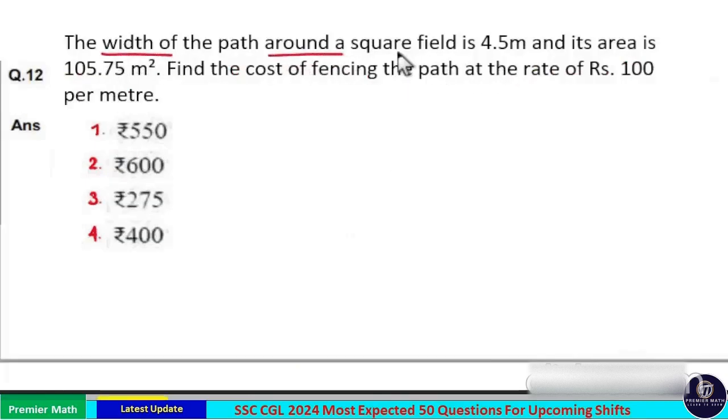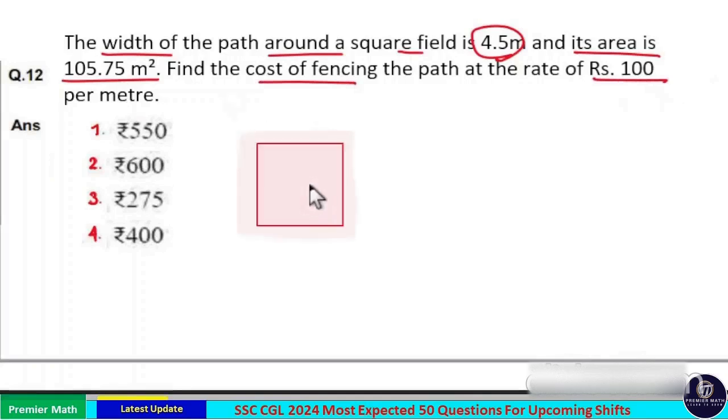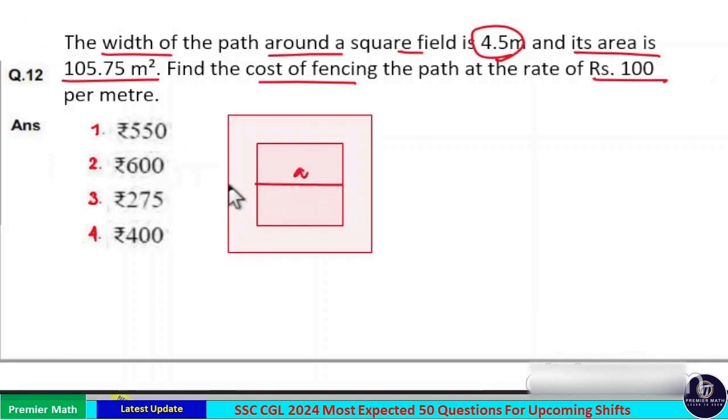The width of the path around a square field is equal to 4.5 meter and its area is 105.75 meter square. Find the cost of fencing the path at the rate of rupees 100 per meter. Here this is the ground. Consider the ground width as a meter. Now this is the path surrounding the ground and the path width is equal to 4.5 meter. This is also 4.5 meter.